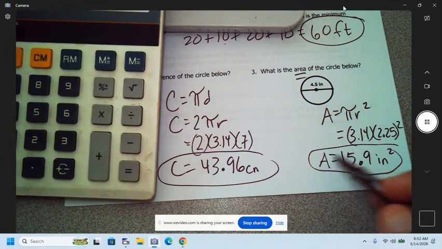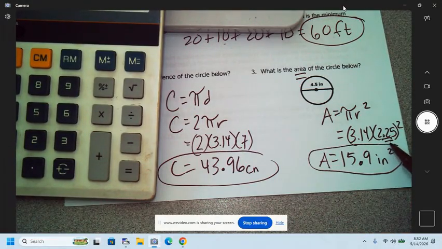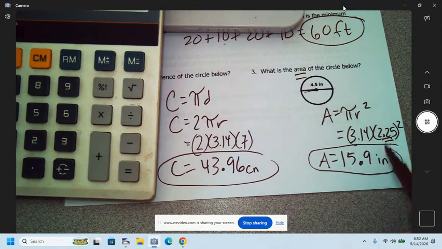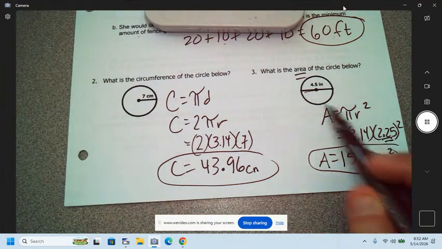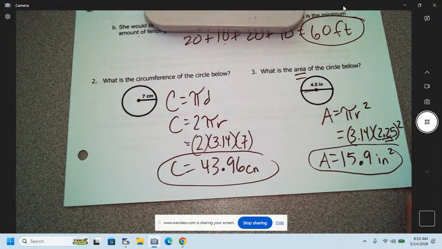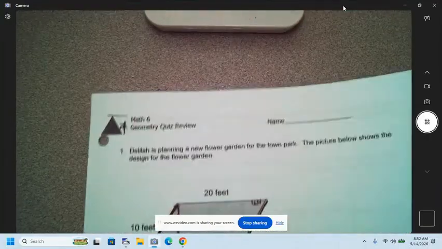I'll accept that. The only thing that I won't accept is if you put 4.5 as the radius here. So that's a common mistake. They like to give you the diameter and not the radius. So just be careful that you're putting the right number in for the right variable.